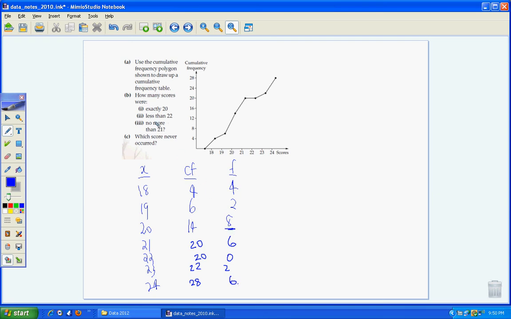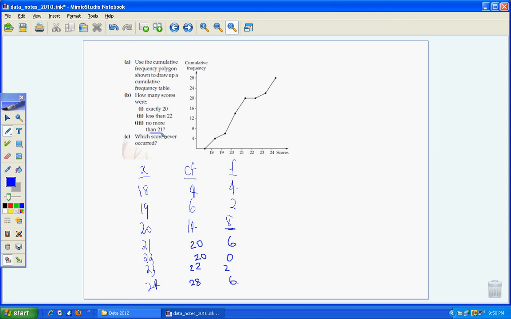That would be 8. How many scores are less than 22? So cumulative frequency less than 22 would be 20. There's 20 scores less than 22. How many scores were no more than 21? So no more than 21, you're looking at less. It's the same as less than 21, or less. So you can get 20 again there.